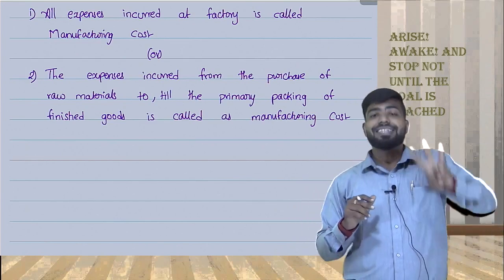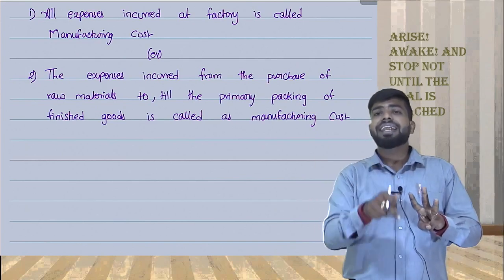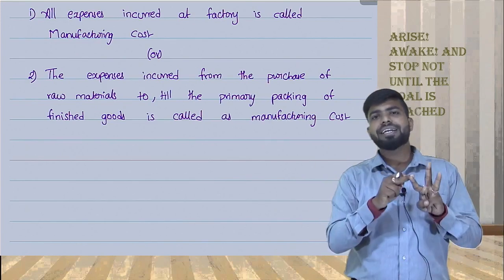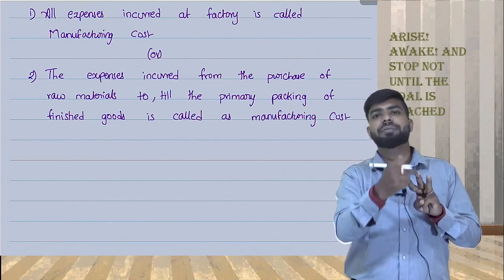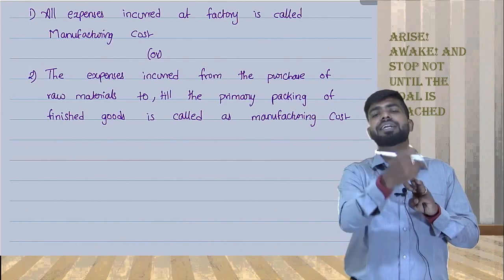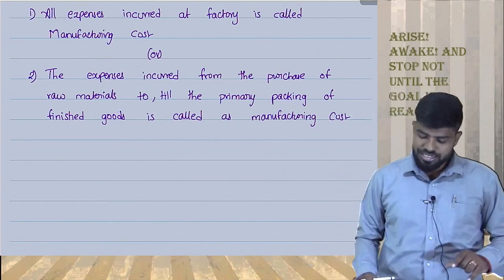Now all these three, that is material, labor, expenses, are again classified into direct and indirect. That means material is classified into direct material and indirect material. Labor is classified into direct labor and indirect labor. Expenses are classified into direct expenses and indirect expenses. Understanding? Let us write the chart.